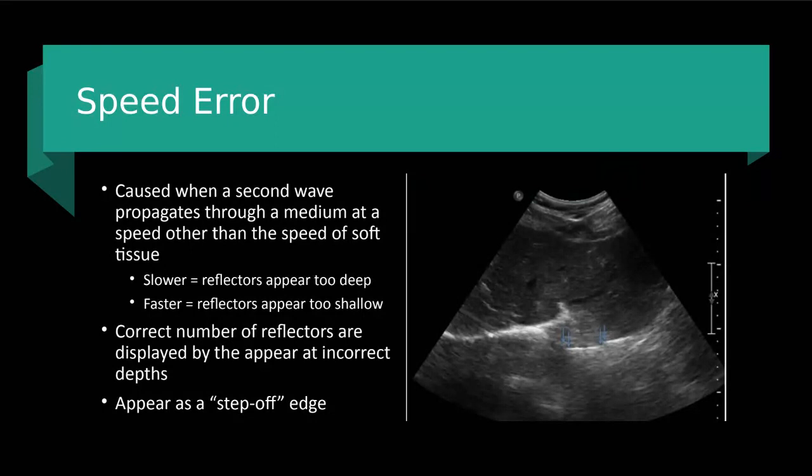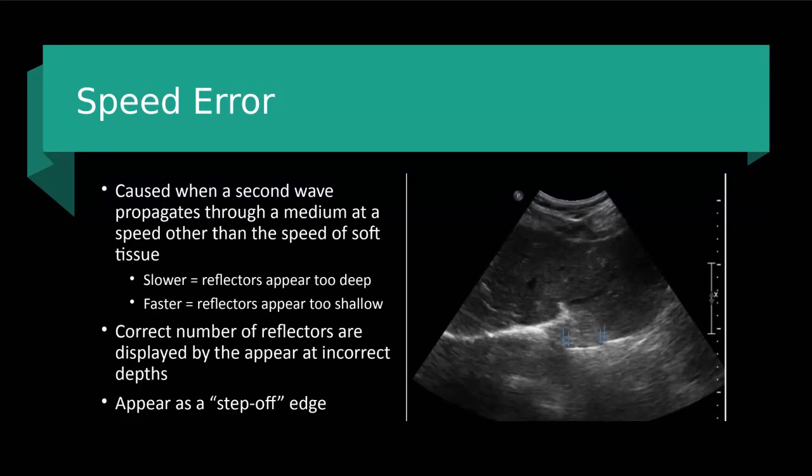Speed errors. These are a little bit harder for us to identify. And it makes our job a lot harder because sometimes you're like, why does this picture not look right? Why can't I get this clear border? Why can't I determine if this is a discrete pathology or if this is normal tissue? That's probably going to be from some type of speed error artifact. These are caused when we have a second wave that propagates through a piece of tissue at a speed other than the speed that it normally should be traveling in soft tissue. So it could be traveling too fast or too slow. If it is traveling slower than it should, our reflectors are going to appear deeper than what we're looking at.